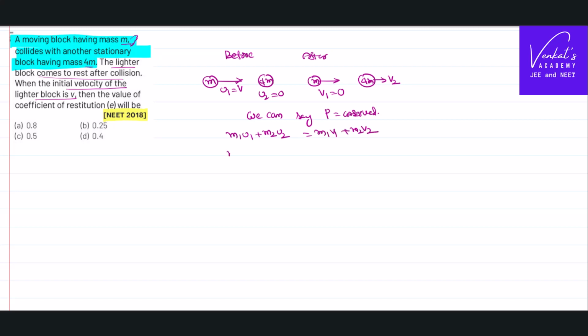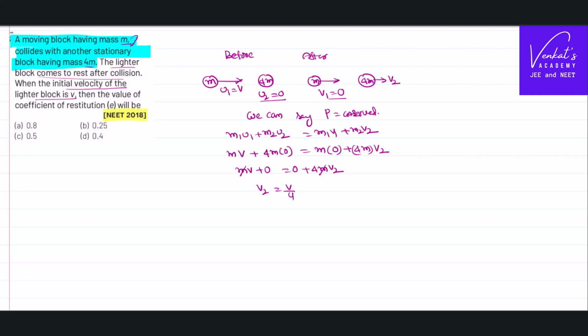Let us substitute that. m1 is m, initial velocity is v. m2 is 4m, but that is initially at rest. After the collision, m1 is m, and v1 came to rest, as given. The second body of mass 4m, what is its velocity? We don't know. So mv plus 0 equals 0 plus 4m times v2. m and m will cancel, so v2 equals v by 4. That's the velocity of the second body after the collision.